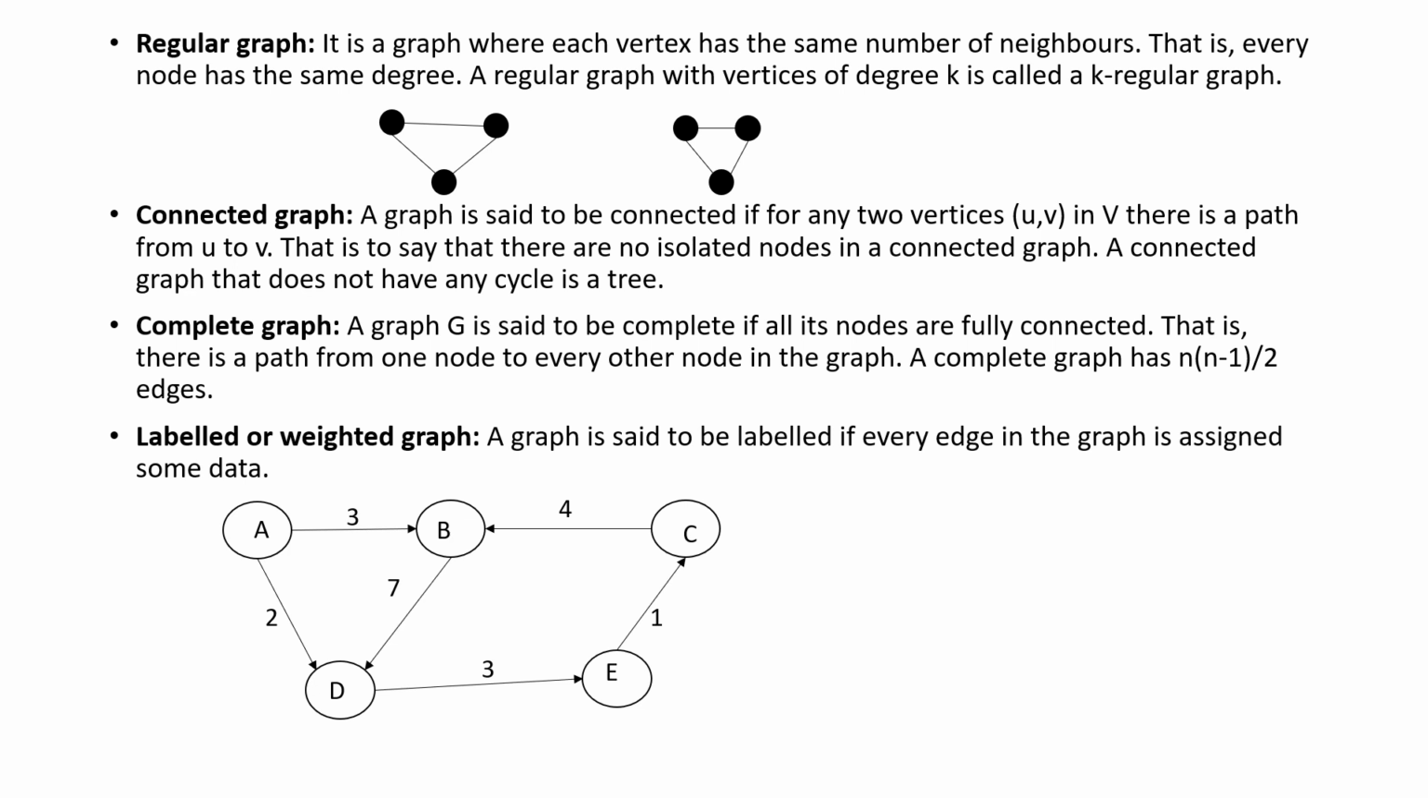A graph is said to be labeled if every edge in the graph is assigned some data. For example, in the graph shown here, every edge has data assigned to it, which is known as the weight of the edge. It is also called the cost of the edge.